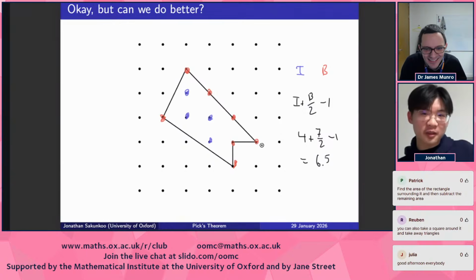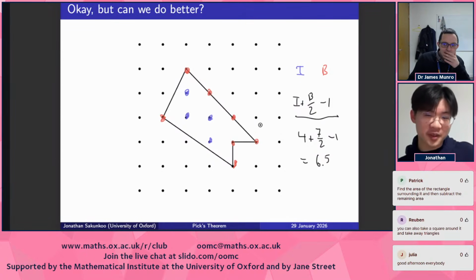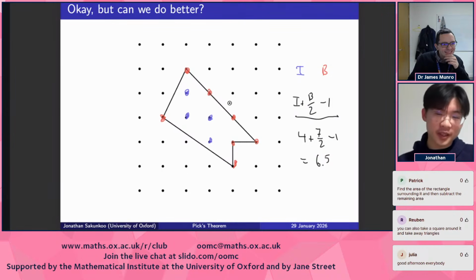And it might seem like a coincidence because I plus B over 2 minus 1 seems sort of arbitrary. And so this is like magic, right? Okay, so I'm going to tell you, this is what's called Pick's theorem. If you count how many points are inside and how many points are on the boundary, then the area of the whole thing is the number of inside points plus half the number of boundary points minus 1.